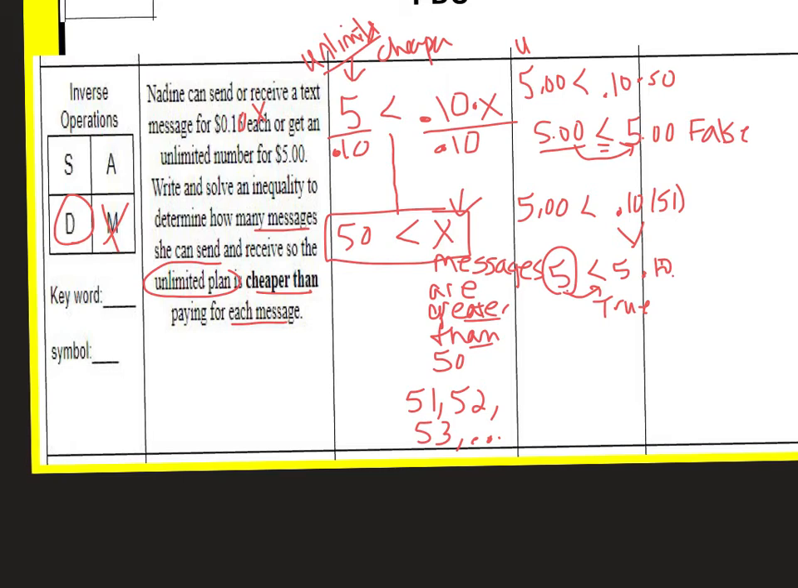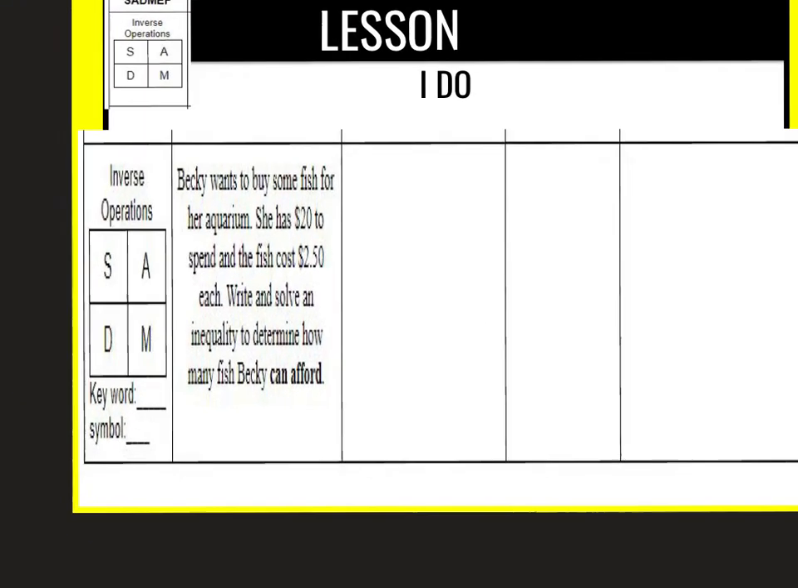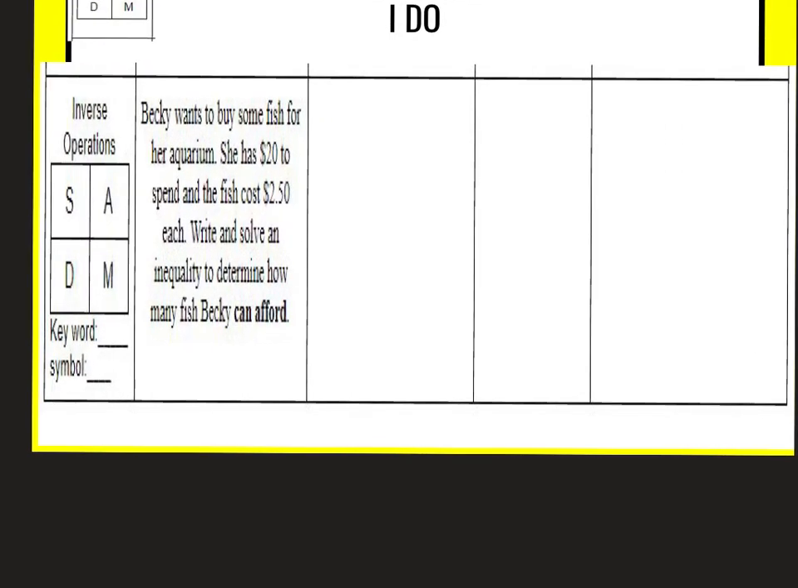So when I graph this once again on my number line, here's 0. I'm just going to skip to 50. Anything beyond 50, so I'm not including 50, but anything to the right of 50 will ensure that the unlimited plan is going to be less if you're going to send or receive more than 50 messages. Okay, let's do one more problem together, and then you'll have an opportunity to join us tomorrow on Zoom, and you should also attempt to work on the we do problems.